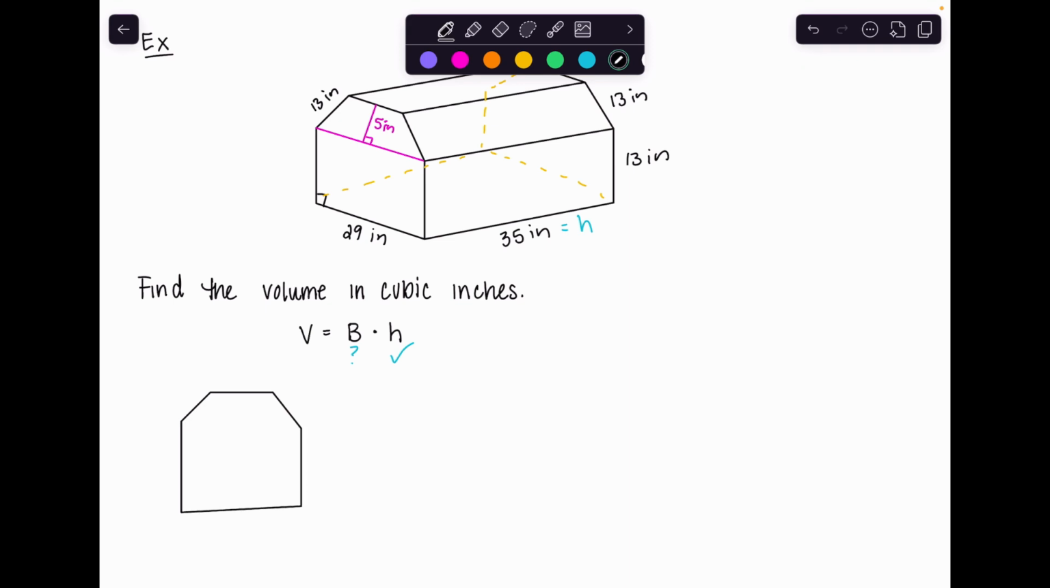So they tell us this bottom has a right corner here. This is 29 inches. This side here is 13 inches. This side and this side are exactly the same as over here. These are both 13 inches as well.